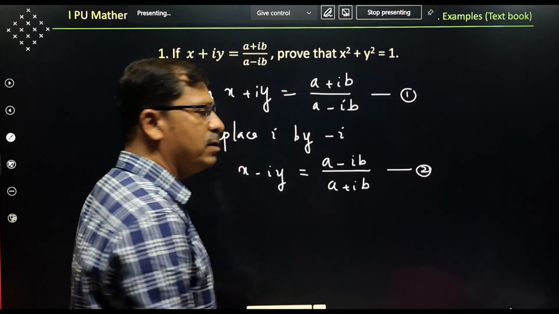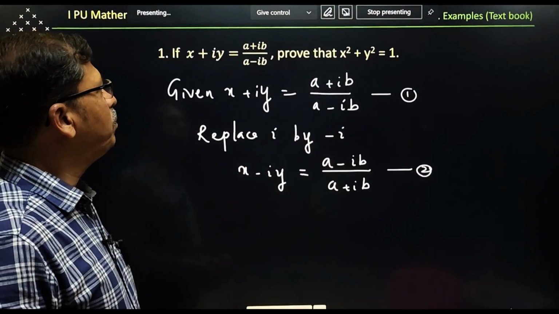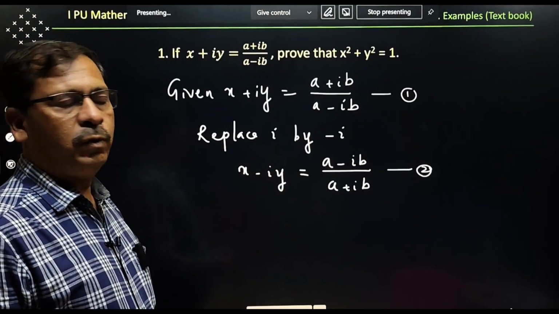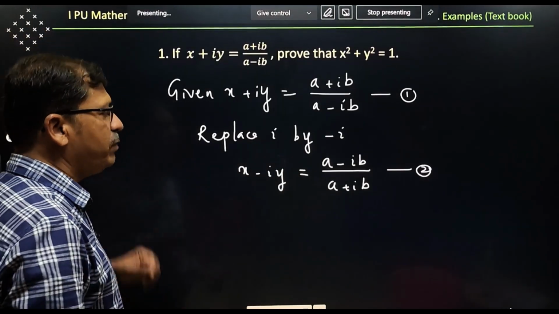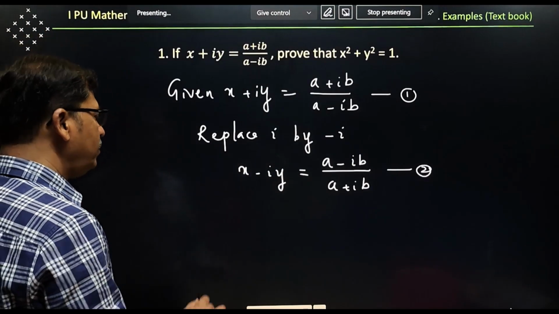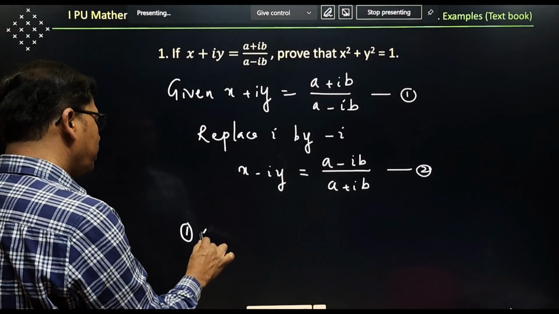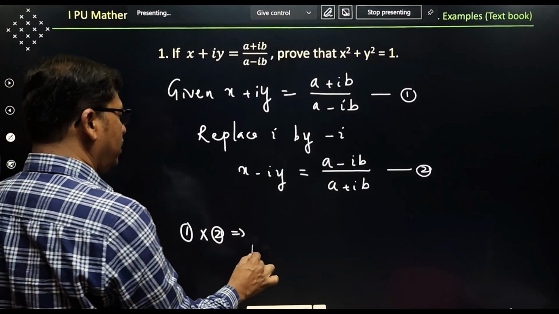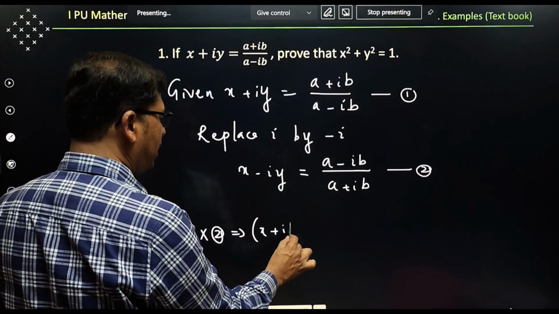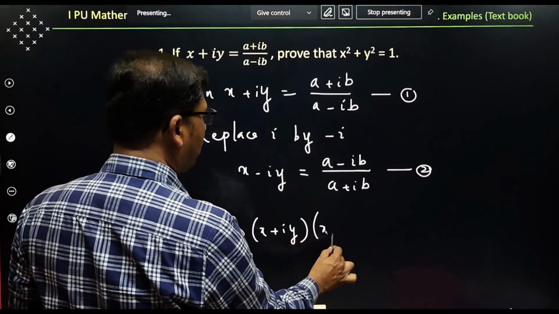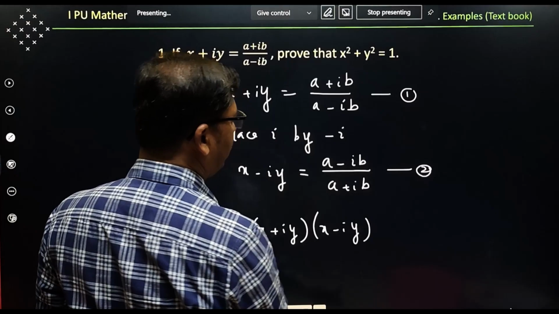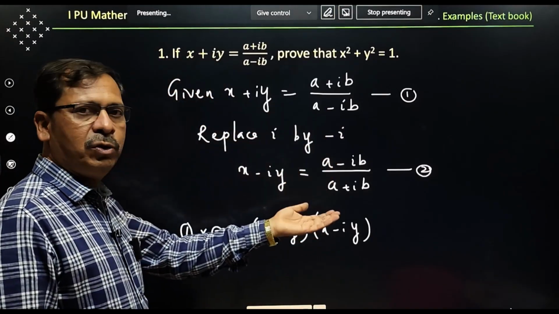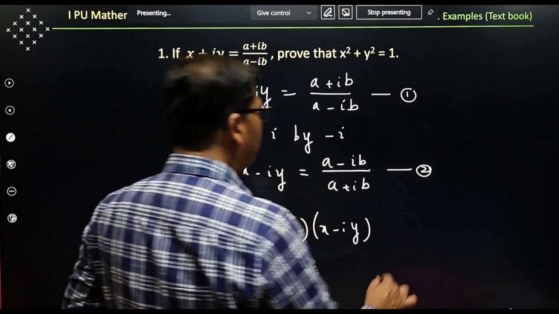See, the logic in this is, we need to prove x square plus y square is equal to 1. So I would like to multiply these two equations. Then you see what happens. Equation number 1 into equation number 2 gives what? x plus iy is on left side. x minus iy is also on left side. Equation number 1 left side and equation number 2 left side, both you need to multiply.